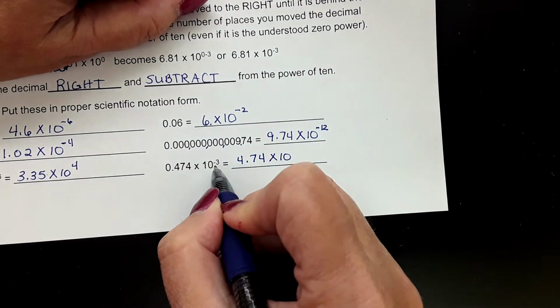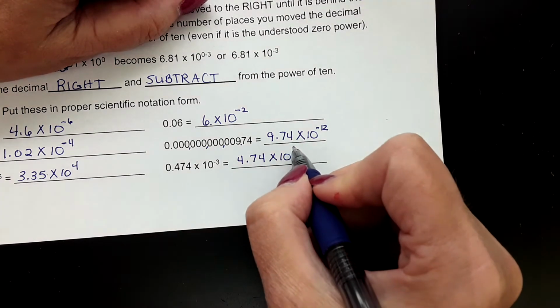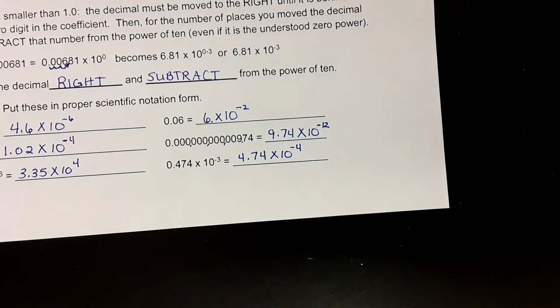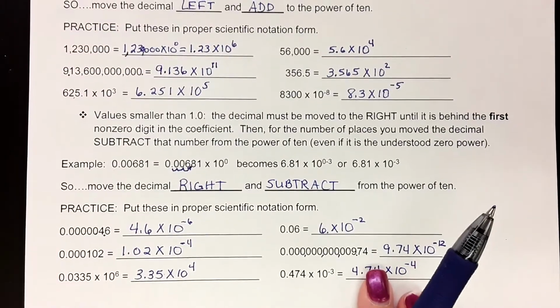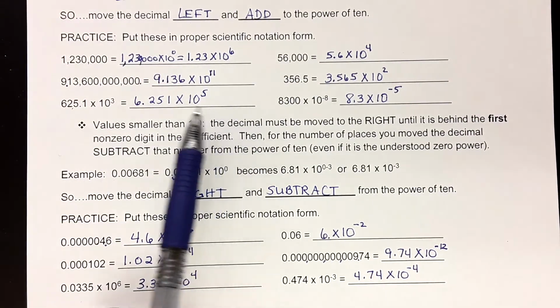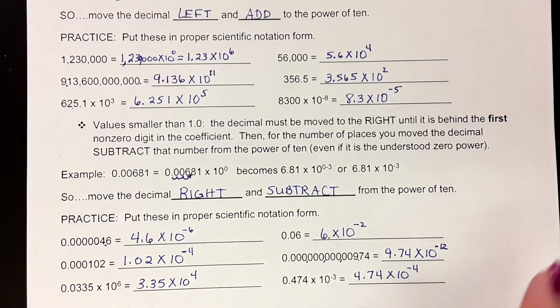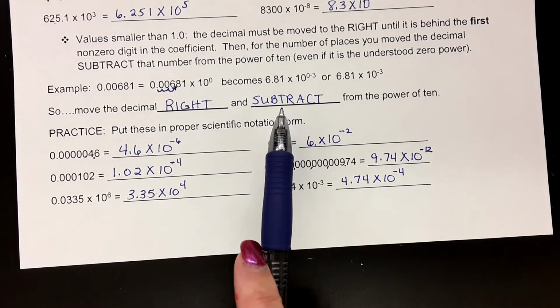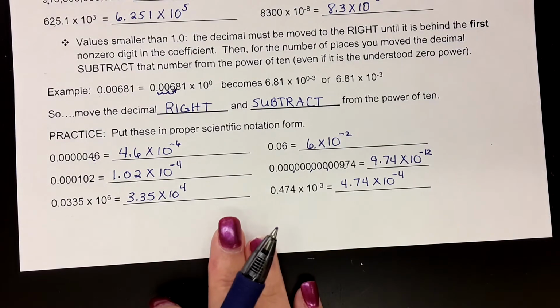So now we're going to subtract that 1 place from the negative 3 power. Negative 3 minus 1 is negative 4. So you get 4.74 times 10 to the negative 4. Now, on the practice sheet, you have some where you're going to practice very large numbers, moving the decimal to the left and adding to the power of 10. And you're going to have some very small numbers where you move the decimal to the right and subtract from the power of 10. Now, left add, right subtract.